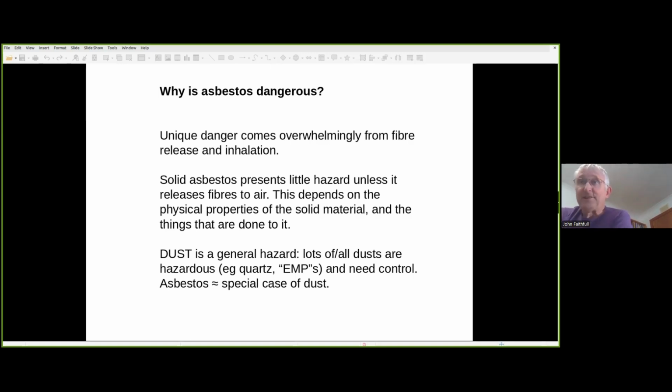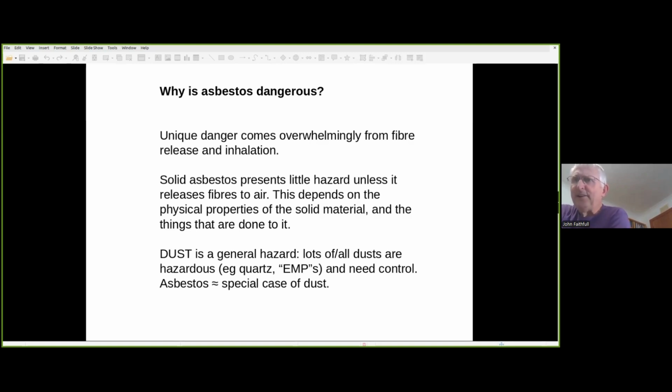So why is asbestos dangerous? Well, the unique danger comes overwhelmingly from fibre release and inhalation. Solid asbestos presents little hazard unless it releases fibres to the air. And so the fibre release depends on the physical properties of the solid material and the things that happen to it or are done to it.